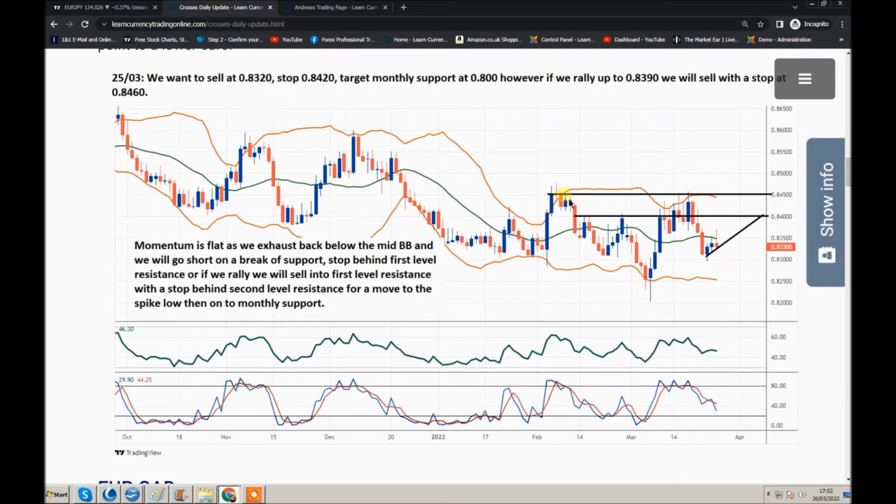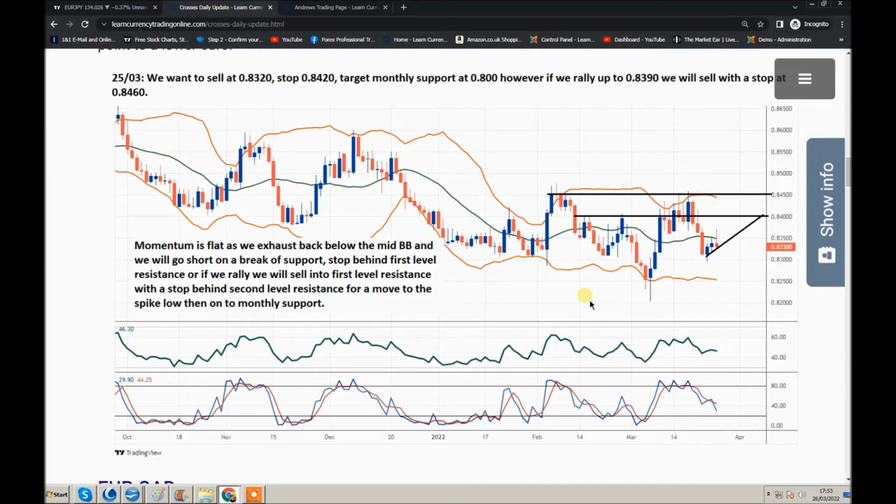We can see we come up to this 84.50 level, come down, and we get up to it again, come down. The way I would do it, you can see I'm going to do it this way. Sell at 83.20, so I'll sell a break through the support level, new low, stop behind this 84 level. Okay, so 84.20. If we rally up to this level, I'll sell into it. You can see 83.90. Then I'll put the stop back behind the second level resistance.